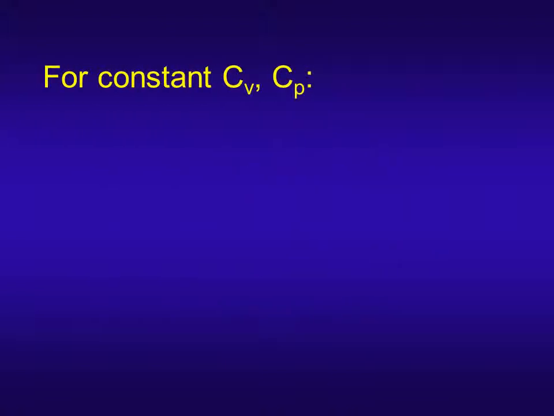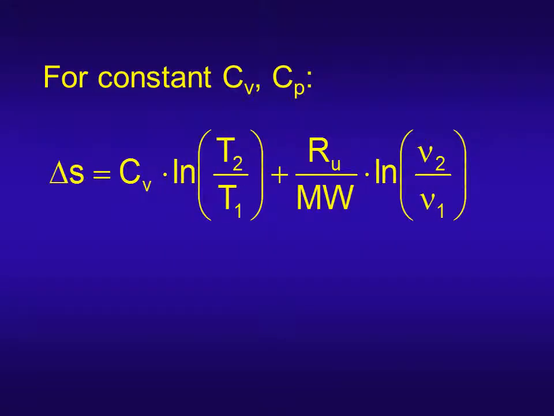Now, for constant Cv and Cp, we can integrate this and get delta S. Remember, delta S is S2 minus S1. Then we can say delta S equals the integral of dT over T, which of course is ln of T. Evaluate that between the limits, and you get Cv ln of T2 over T1 plus R over molecular weight ln of V2 over V1.